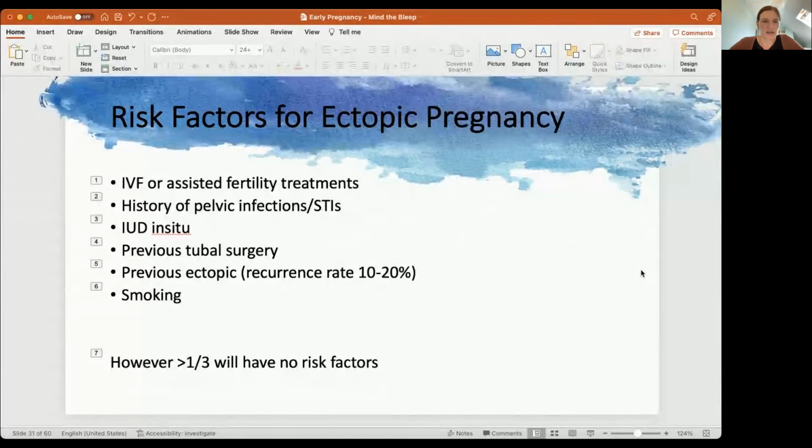So risk factors are things like IVF, all the kinds of fertility treatments, history of STIs, if they have a coil in situ. If they have a coil and they get pregnant, the most likely thing is that the pregnancy will be in the uterus, but it does slightly increase the chance of having an ectopic. If they've had a previous ectopic or previous tubal surgery, then of course they're going to be more likely to get another ectopic. Smokers generally as well. However, around a third will have no risk factors at all, so you really can't go on whether they're high risk for an ectopic or not.